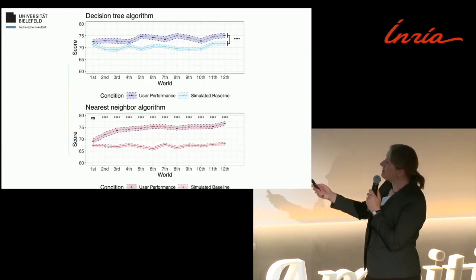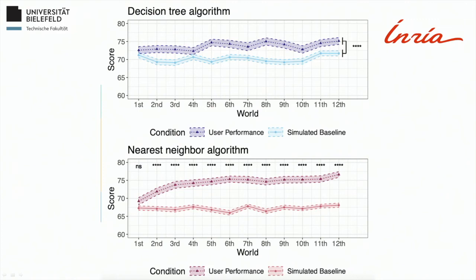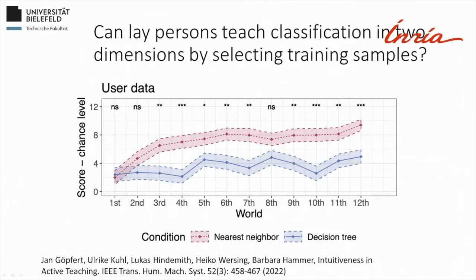What came out is that both are better than random. So this is for decision trees, this is for random forests, so both are better than random, but improvement happens only for the nearest neighbor, not for the decision trees. It seems decision trees should not be taught by placing points by a human, whereas nearest neighbor might be an approach to do this way. If you compare both, you see that this is significantly better than the other one.